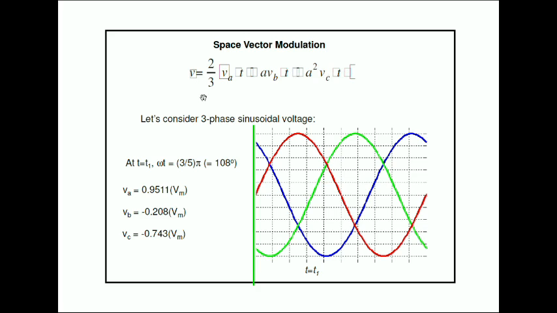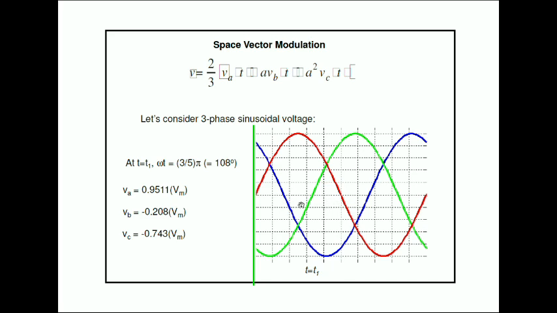Instead of x we are substituting the voltage vector, so v, va, vb, vc. If you are considering one line here, at t is equal to t1, omega t is equal to 3 by 5 pi. 3 by 5 pi means if you are considering the whole signal as 2 pi, then this is the pi, 1 2 3 4 5, so you can say that here 5 divisions are there.